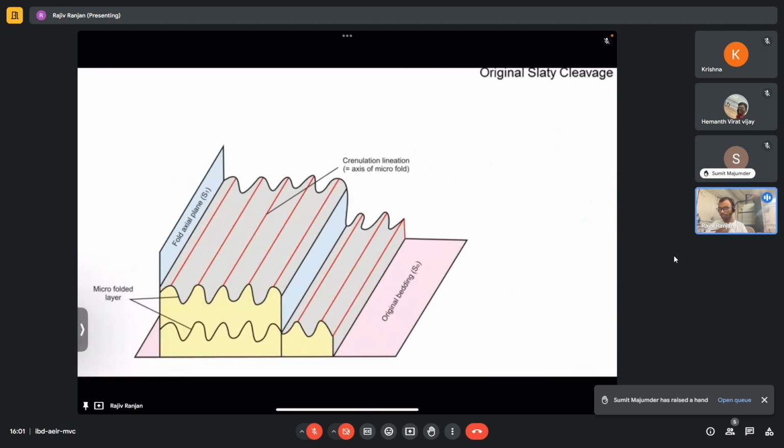There is another diagram to help you understand. You can see the original bedding, primary bedding, and due to folding, you can see this crenulation axis, and this is crenulation cleavage, this is S1.